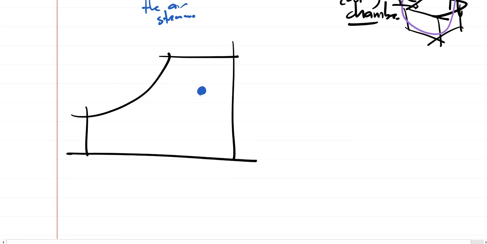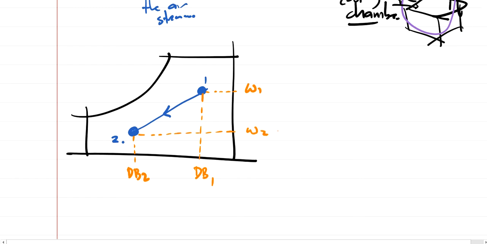Okay, so now in terms of the psychrometric chart, the cooling and dehumidification process is, let's say, here's our state 1, and this will be our state 2. If this is state 1, then here's our dry bulb temperature 1, and this will be our dry bulb temperature 2, and this will be our humidity ratio for state 1, and here's our humidity ratio at state 2. Recall that this is a temperature difference, and this one is a humidity difference, or moisture difference.